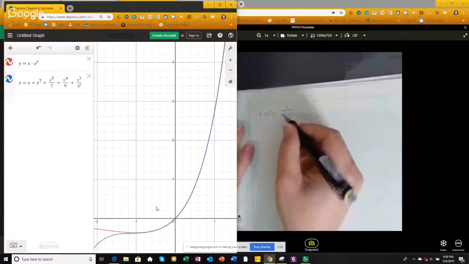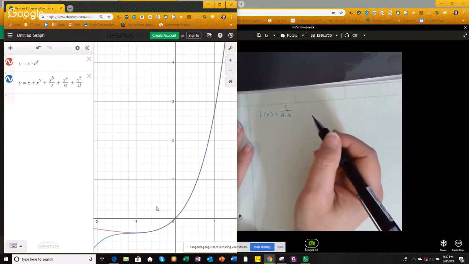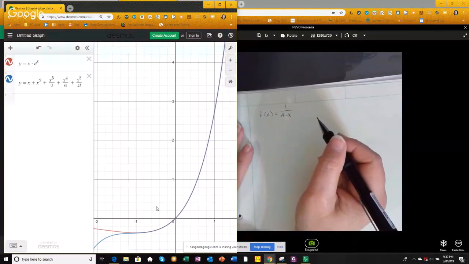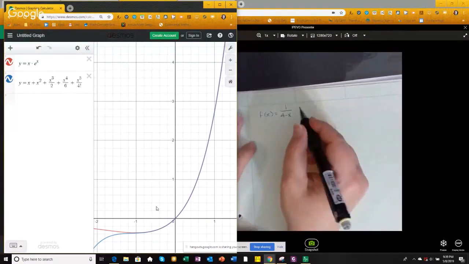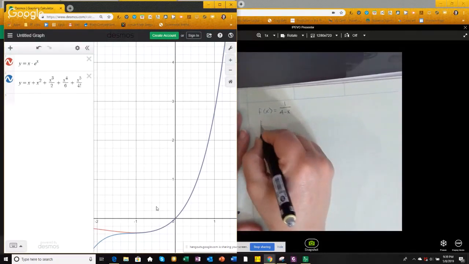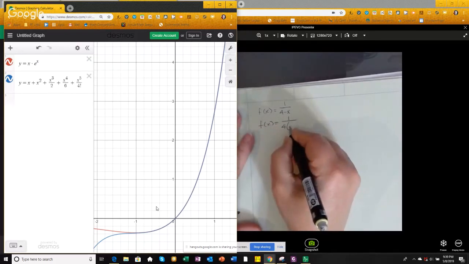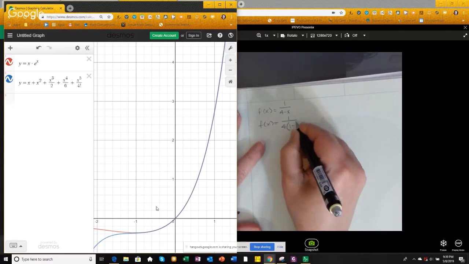So where do they want it centered? They said x equals 0. Oh, okay, so it's centered at x equals 0. Well, in order to do that, you got to factor out a 4, which is uncomfortable. So I'm going to factor out a 4 in the bottom. And what do we get? 1 minus x over 4.